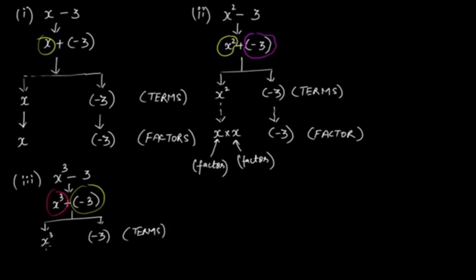Now about factors. The factors will be x times x times x. We can write this x cube as x times x times x. So this is one factor, this is another factor, and this is the third factor of the term x cube. It has three factors, x, x, and x, right? So what about this one? Minus 3. For this one, minus 3 is the only factor. So this is about factors.